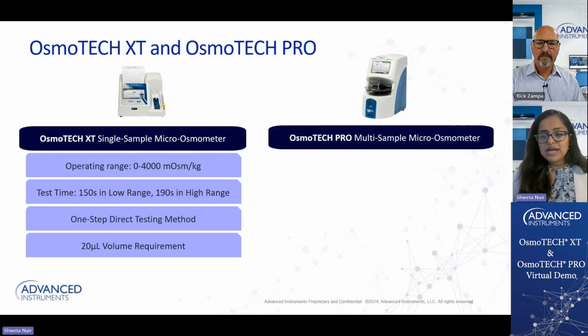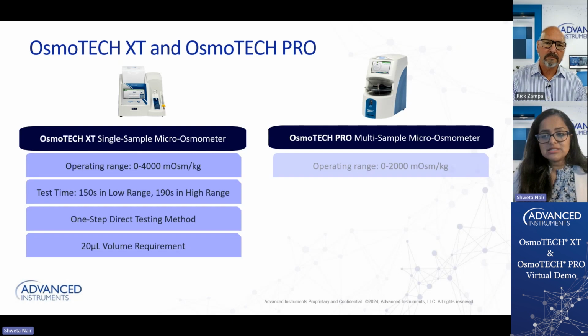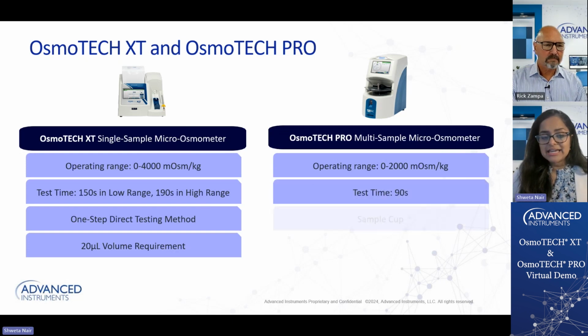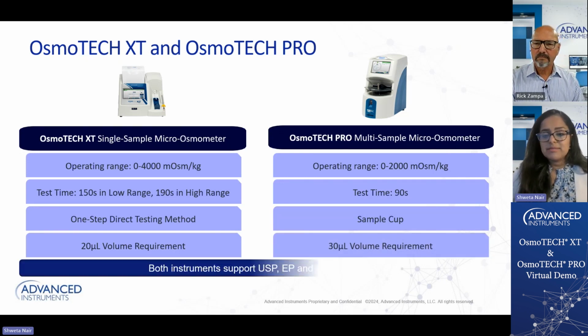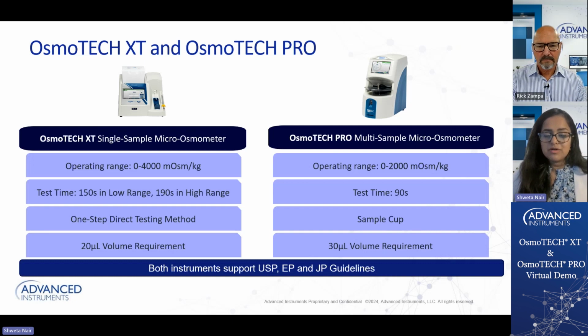And then you have the OsmoTECH Pro, which is the multi-sample microosmometer with an operating range of 0 to 2000 milliosmol per kilogram, a test time of 90 seconds, a sample cup for sample introduction, and a volume of 30 microliters. And as I mentioned, both of these instruments support pharmacopoeia guidelines for osmolality testing in your workflow.